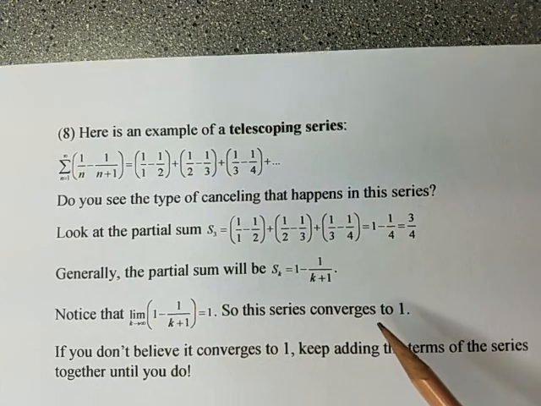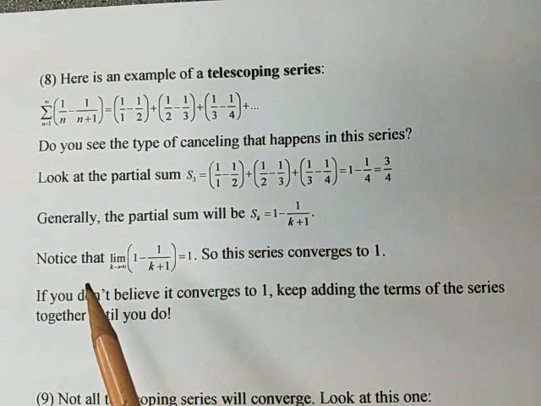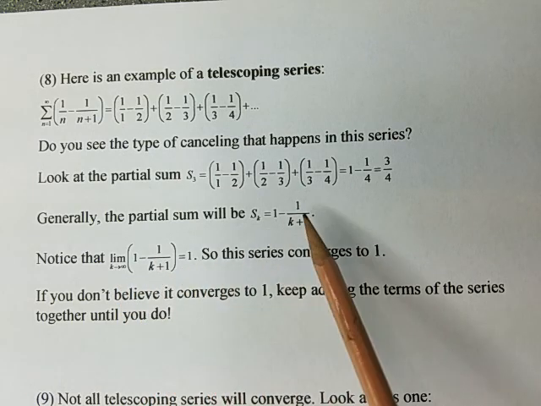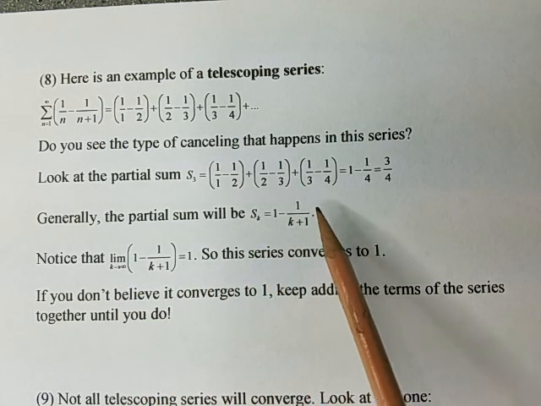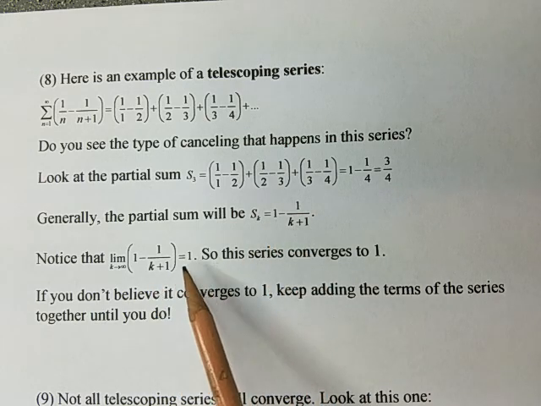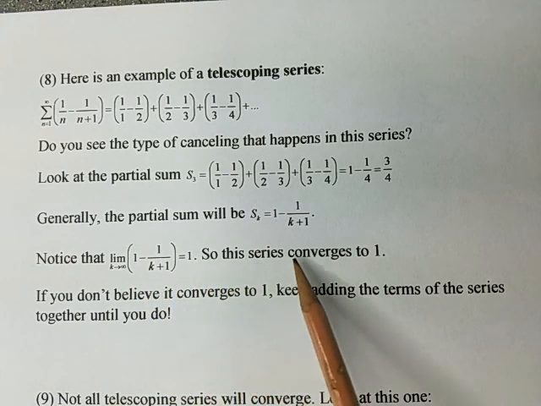All right? Now, we said a series would converge if the limit of its partial sums at infinity is a number. What's the limit of this as k goes to infinity? It turns out that's 1. If k goes to infinity, this looks like 1 minus 0. So that means that series converges to 1.